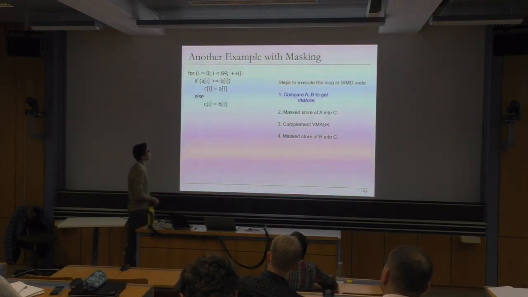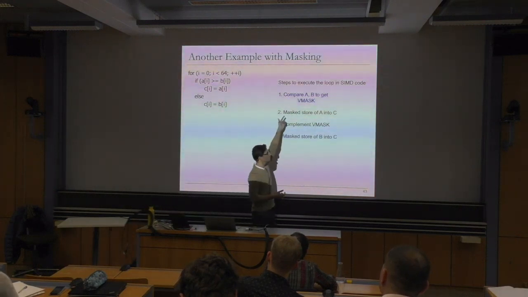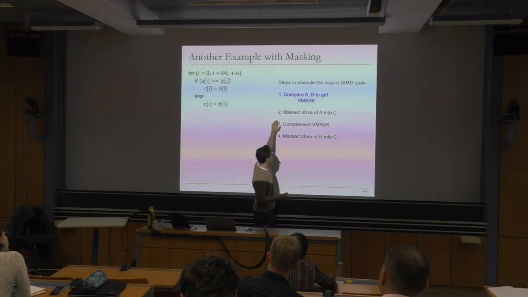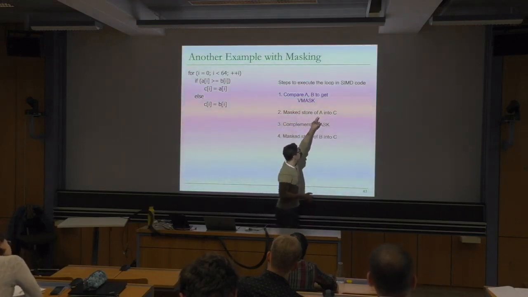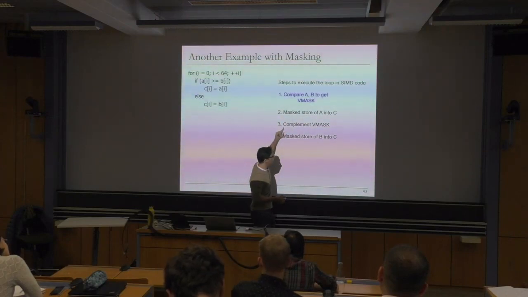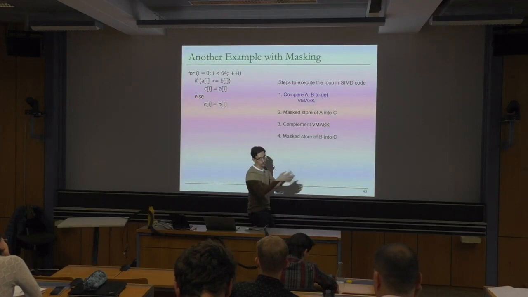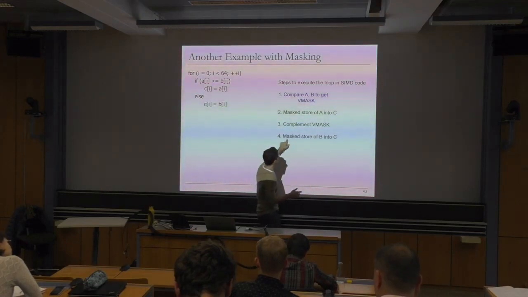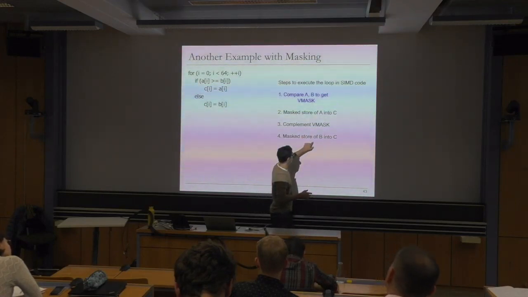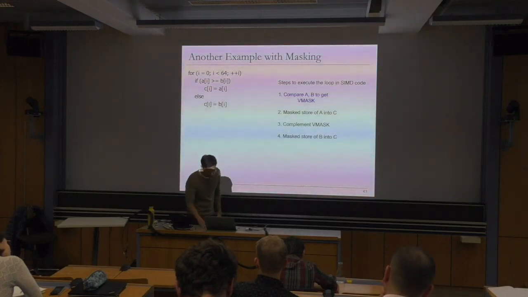The first thing to do is comparing the elements in A and B to get the vector mask. After that, we store into C those elements of A for which the mask is equal to 1. Then we complement the vector mask, so now we store only those elements of B into C for which the mask is now equal to 1, right?